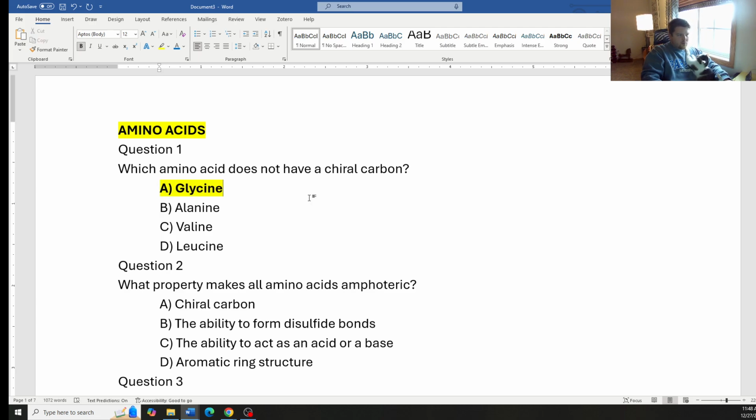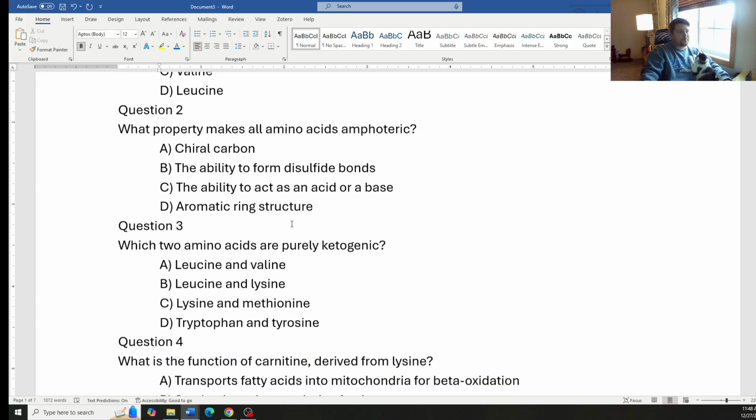Glycine. First we remember a chiral carbon. What does that mean? Chiral carbon refers to a central carbon that is bound to 4 unique things. Because glycine's R group is just a simple hydrogen, it already has another hydrogen on the other side, therefore it does not have a chiral carbon. Glycine is one of our smallest amino acids.